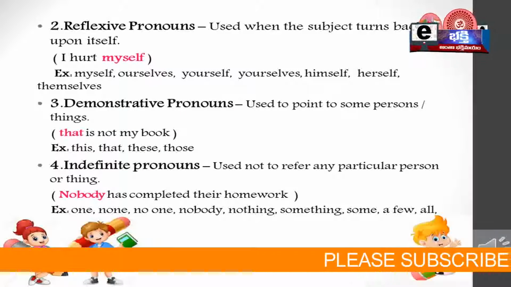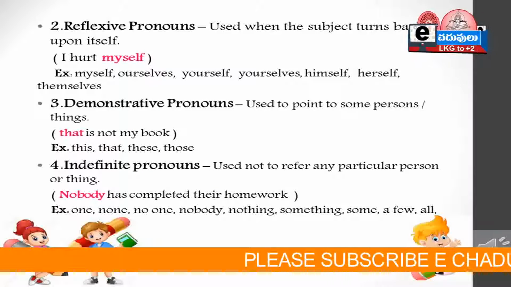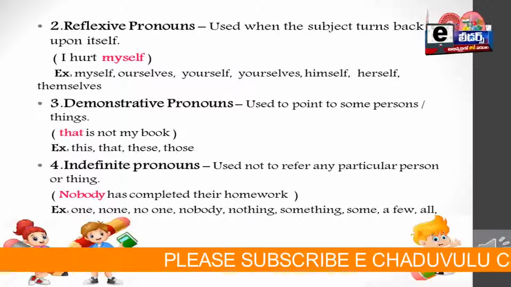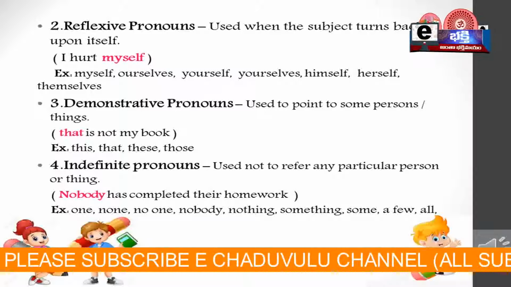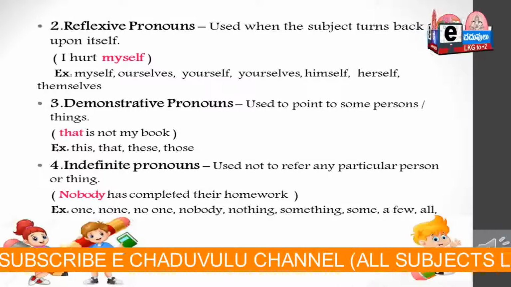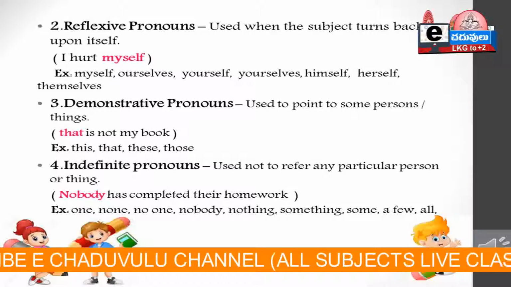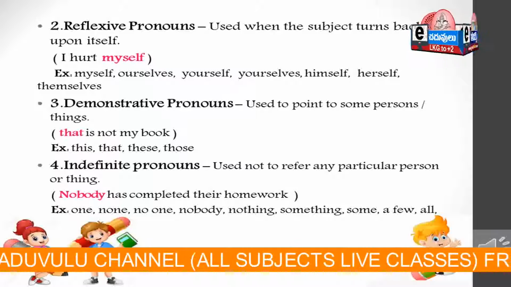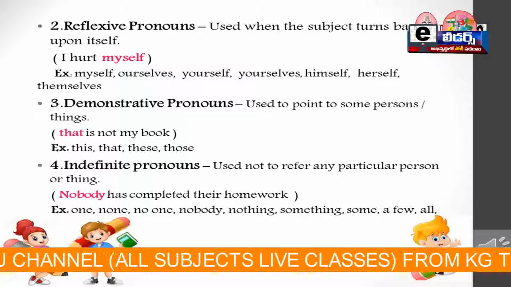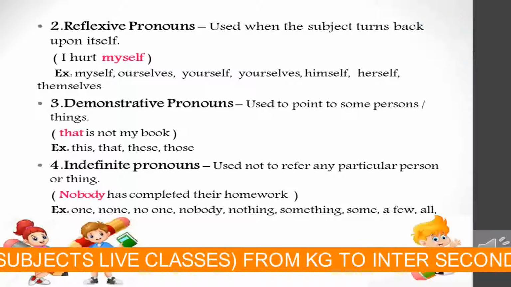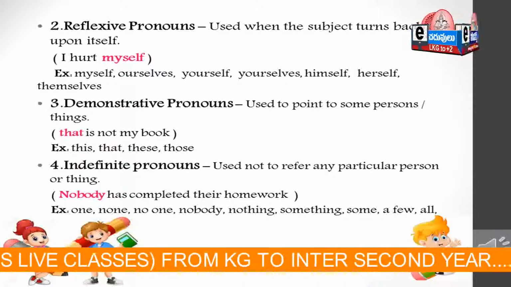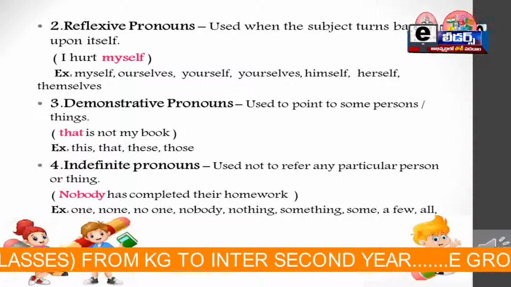And the fourth type of pronouns is indefinite pronouns, which are used not to refer to any particular person or thing. Like in the sentence, nobody has completed their homework. So in particular, we are not talking about anyone. And other examples are one, none, no one, nobody, nothing, something, some, a few, all.